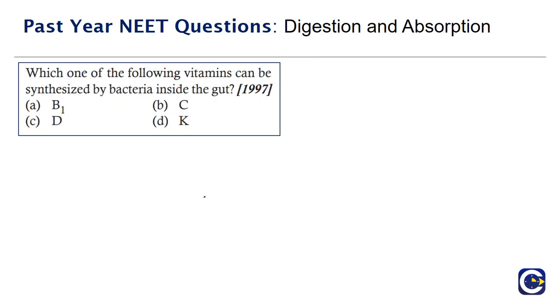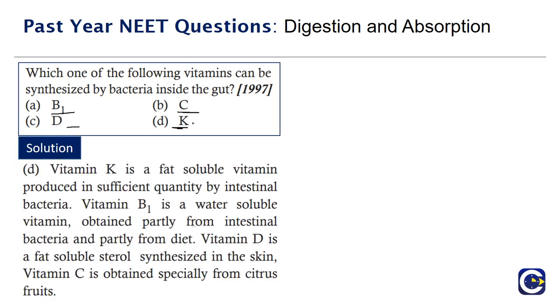Which one of the following can be synthesized by bacteria inside the gut? Vitamin B1, vitamin C, vitamin D, and vitamin K. So this is a factual question. So vitamin B1 has to be taken nutritionally, and C also. So D is synthesized on exposure to sunlight, and vitamin K is produced by symbiotic bacteria in the gut. So the answer is, synthesized by bacteria is vitamin K.